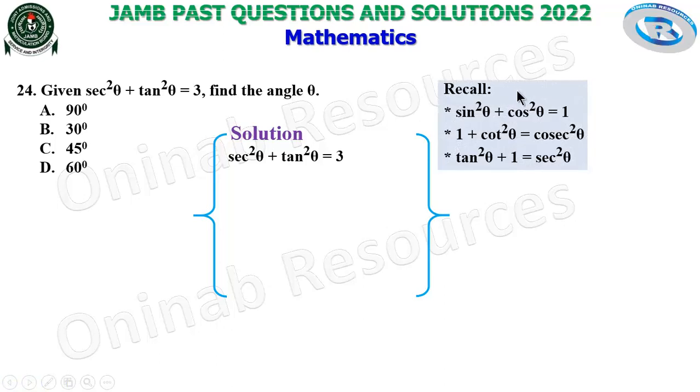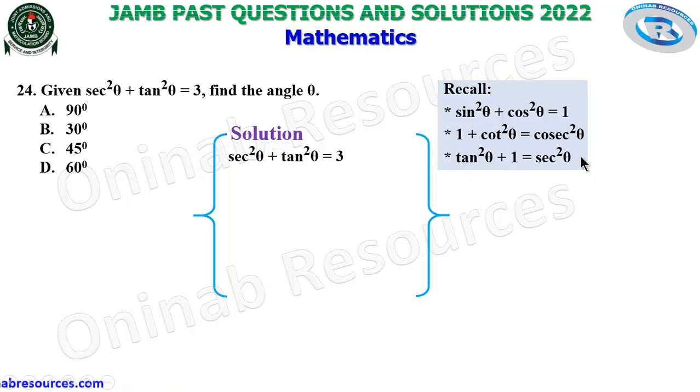We should be familiar with these identities. Sin squared theta plus cos squared theta is equal to 1. 1 plus cot squared theta is equal to cosec squared theta. Tan squared theta plus 1 is equal to sec squared theta. So we look at these three identities. Which one are we going to substitute to enable us to simplify and get the value of theta?